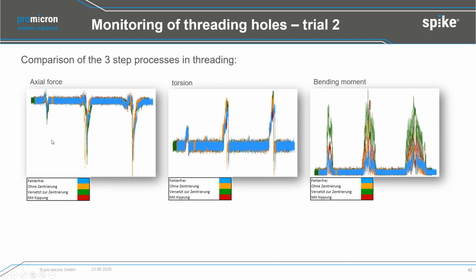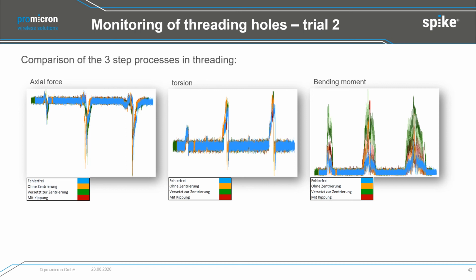None of these effects can be seen in axial force and torsion, but we can see it really nicely in the bending moment graph. The bending moment is totally out of tolerance, especially in the offset and with the tilting error. So only here again you can see that the different quality of the threading holes can be seen in the threading operation, also with spike.